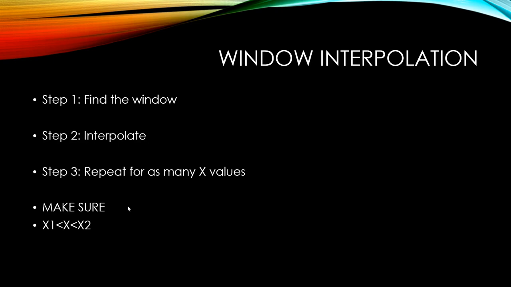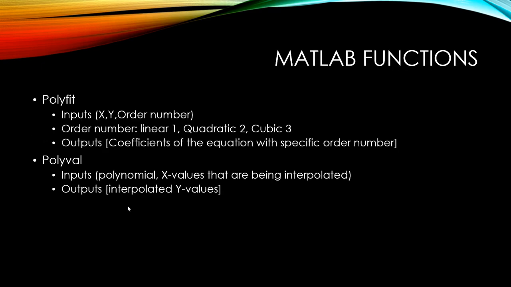That means you can't have a point that's 3 points down on the right and 3 points down on the left. You always want a point that's directly to the right and directly to the left of your point.